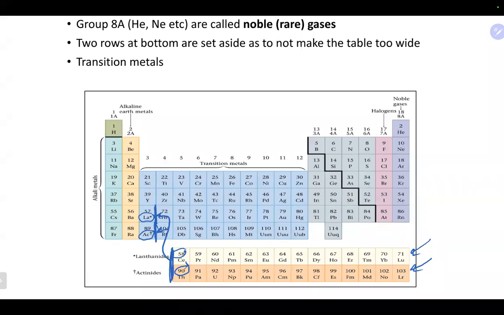I've never seen anybody really put it in a book in the right spot, because obviously your periodic table would then be super wide and wouldn't fit in your cover. So they're usually set to the bottom. We don't deal too much with those in here. A lot of radioactive elements are found down there, and a lot of the man-made elements are found down there. But we don't really deal too much with those guys.